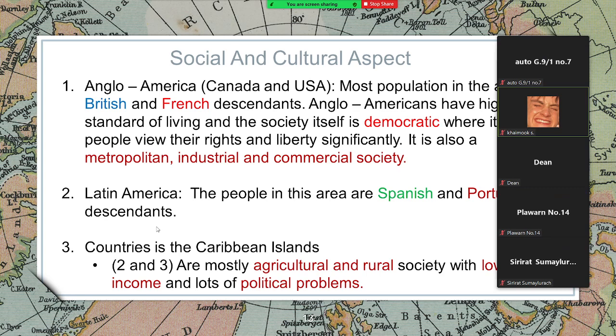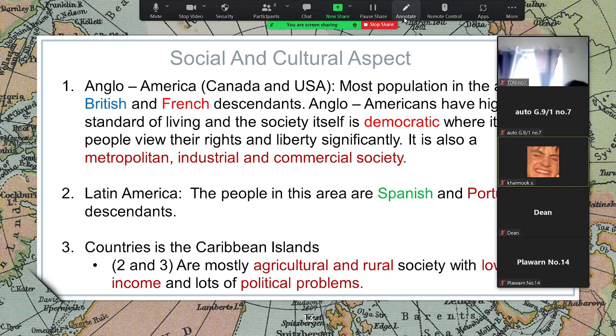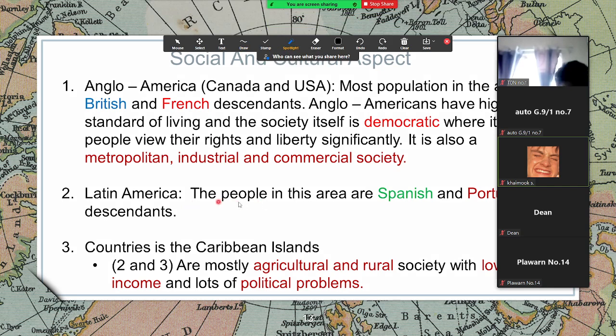Next, number 2, Latin America. Ton, please read. Under Latin America, the people in this area are Spanish and Portuguese descendants. They are from Spain and Portugal. The descendants or the ancestors are from these areas.